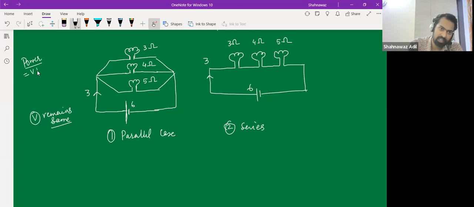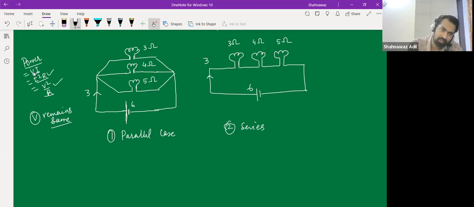Power is VI. Power is I square R, and power is V square by R. So in the parallel case, which remains the same? You guys have already told the answer. So voltage remains the same. So which formula will we use, this one or this one? To compare the results, which formula should we use?